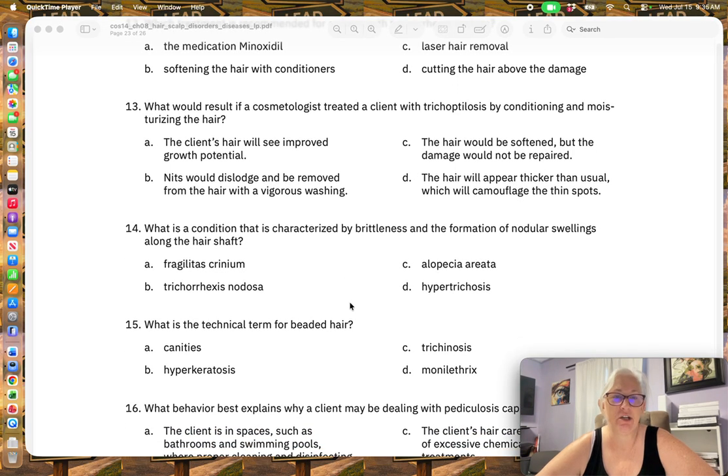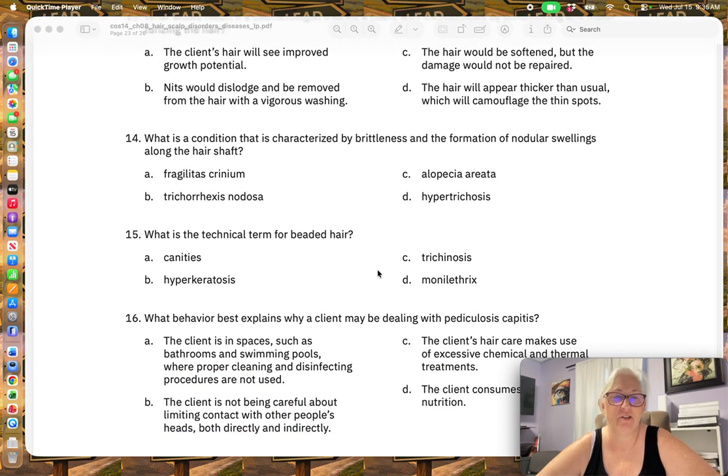14. What is a condition that is characterized by brittleness and the formation of nodular swellings along the hair shaft? We've got fragilitas crinium, trichorrhexis nodosa, alopecia areata, or hypertrichosis. Okay, I do believe it's trichorrhexis nodosa because that's the one with nodular, nodosa, right? That looks good to me. Number 14 is B, trichorrhexis nodosa.